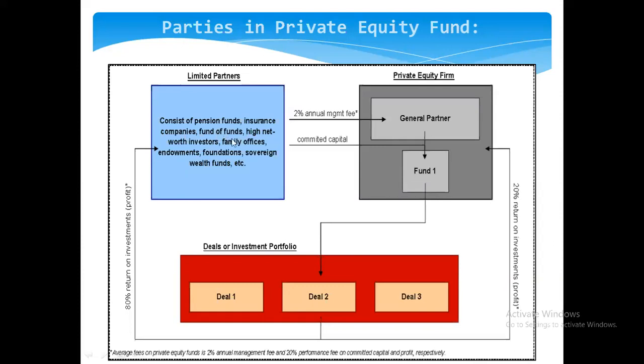FOF, fund of funds, is nothing but one private equity fund investing into another private equity fund. For example, one of the funds of Franklin Templeton investing into a fund of BlackRock. That is an example of a fund of funds. High net worth investors, somebody with a good salary or a family business, can also invest. Family offices, you know, right? There are some big businesses run through families, and they also invest here. Endowments also come from trusts and foundations. So all these people can be part of this fund as investors.